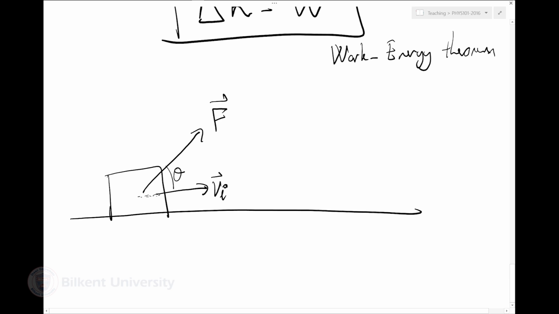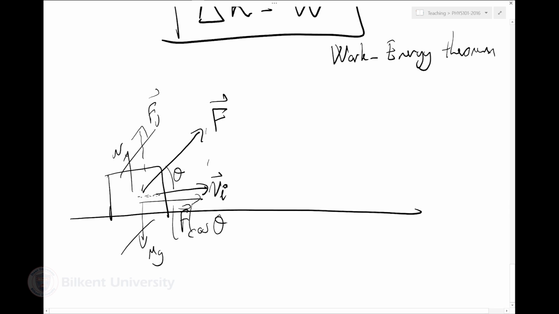Yes, instead of the force, I know that the vertical component of this force will be cancelled. There will be mg, there will be n, there will be the F vertical. So these will cancel each other because this object is not jumping off the plane. So what I actually need to do is take the x component, or F magnitude cosine theta.